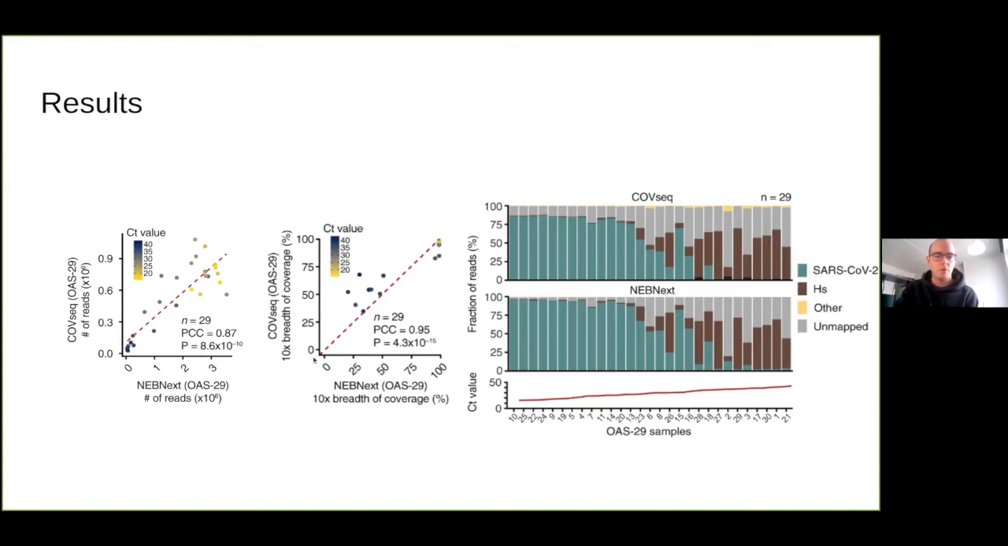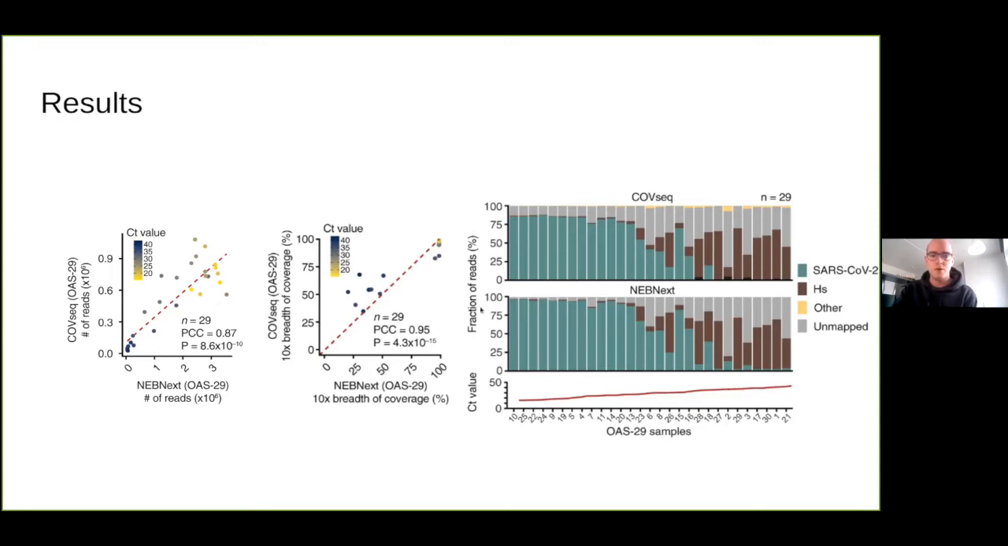Next, it's a similar plot, but instead of the number of reads, we show the 10x breadth of coverage. So basically the percentage of the genome that is covered at least 10 times, so by at least 10 reads. And here again, you see that there's a high correlation, and the low CT value samples here in the top right basically get near 100% breadth of coverage at 10x. But there are then the higher CT value samples here that obtained way fewer reads, so also have a lower breadth of coverage. But here we see that actually COVseq is more sensitive and has a higher breadth of coverage compared to NEBNext.